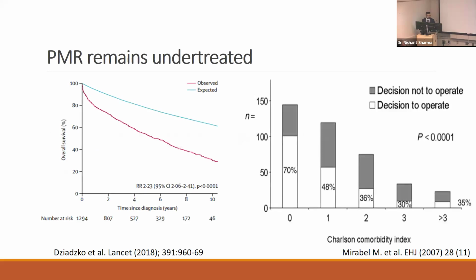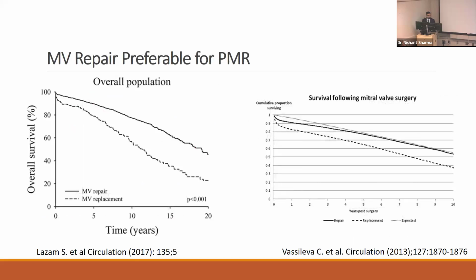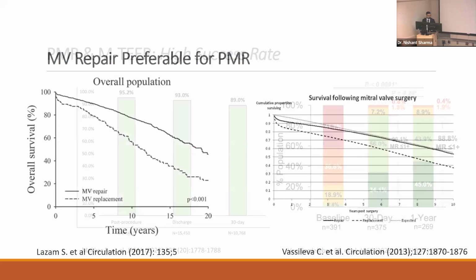So in primary MR, it's a little bit of a different animal altogether. As we know, primary MR is fairly undertreated for all comers, and the decision not to operate really coincides with comorbidity index. In addition, we know that this has impacts on mortality. Data has consistently shown over the last few decades that if you can get a good repair, that's preferable over mitral valve replacement. And that's been a consistent finding over the last several decades.